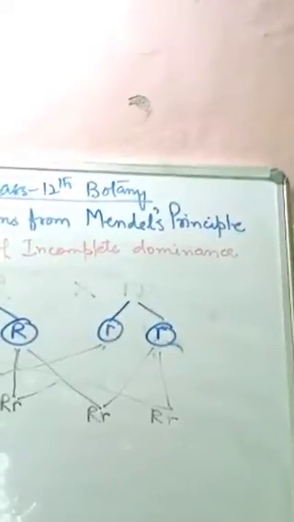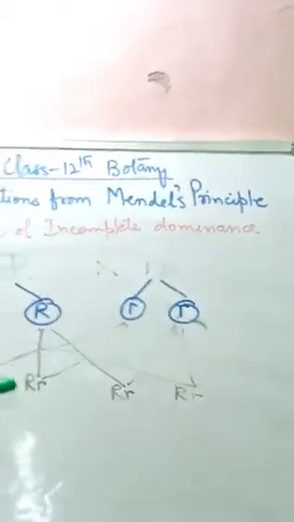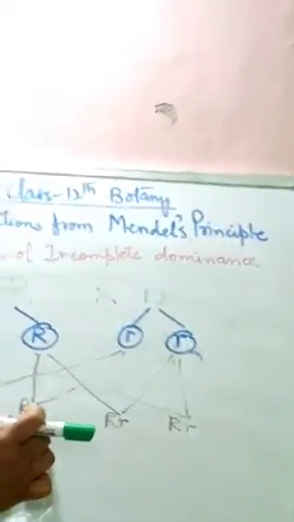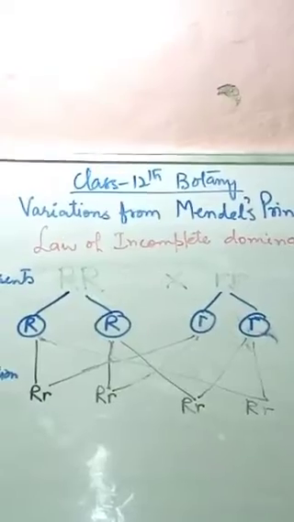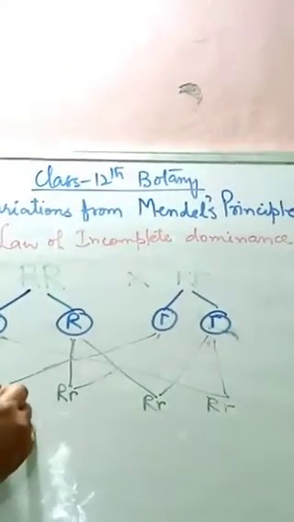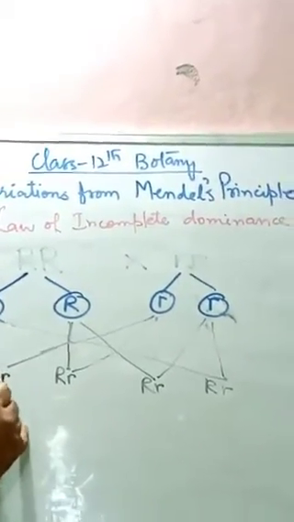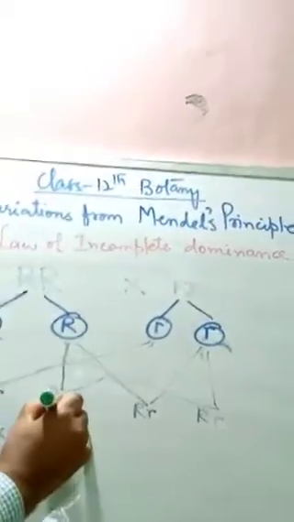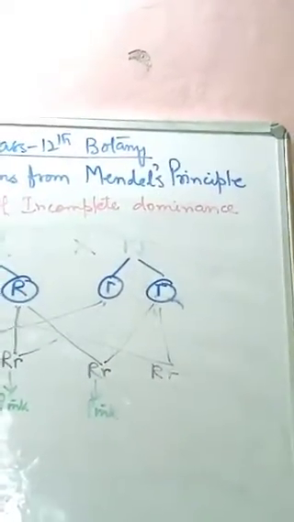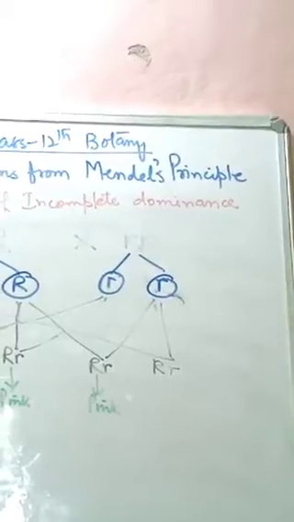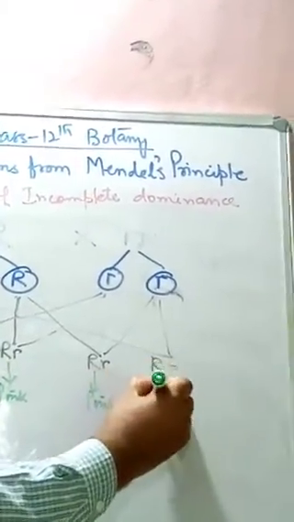But according to Mendel's law of dominance, this must be red. But when we see the result, we get surprised, because this color is not red, it is pink. This also is pink. This also is pink. And this also is pink.